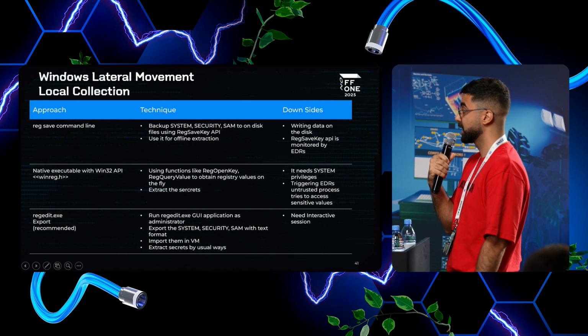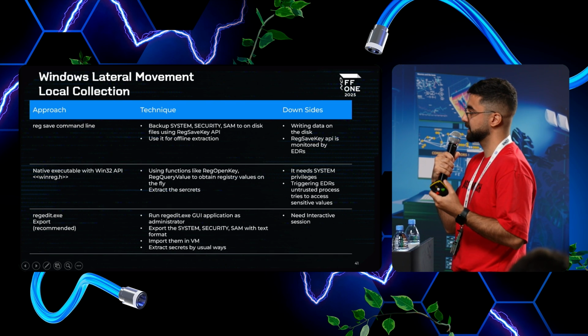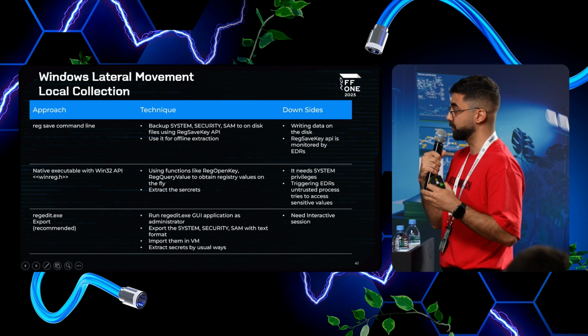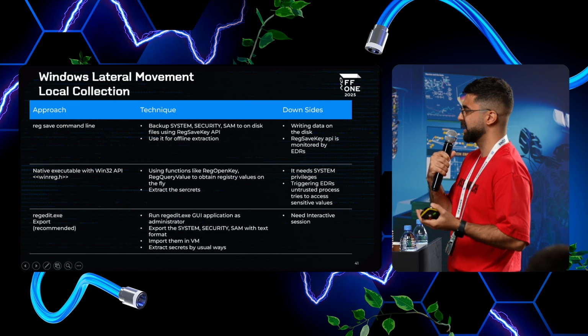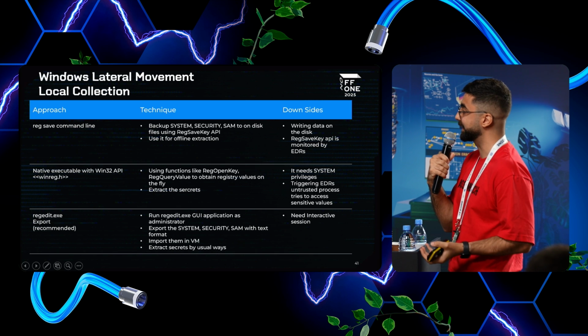The second way is to use Win32 APIs, like we see in our example, but it needs SYSTEM, as I said before, because you need to bypass the check for the ACL, and after that you read all the values and extract them.